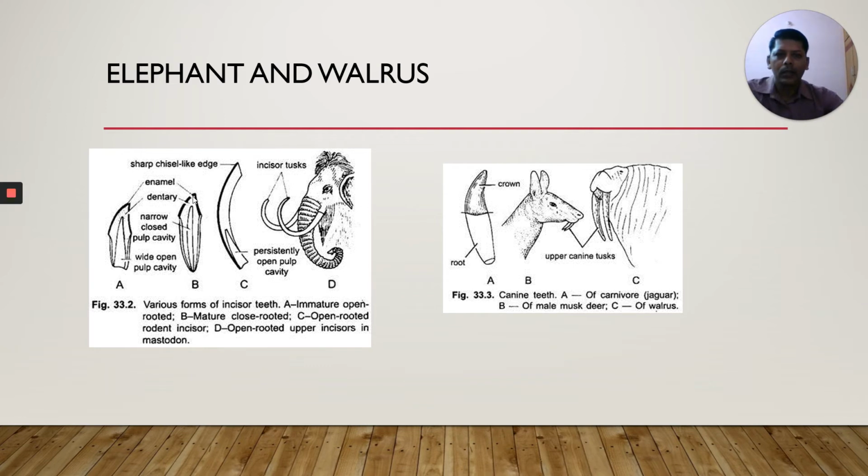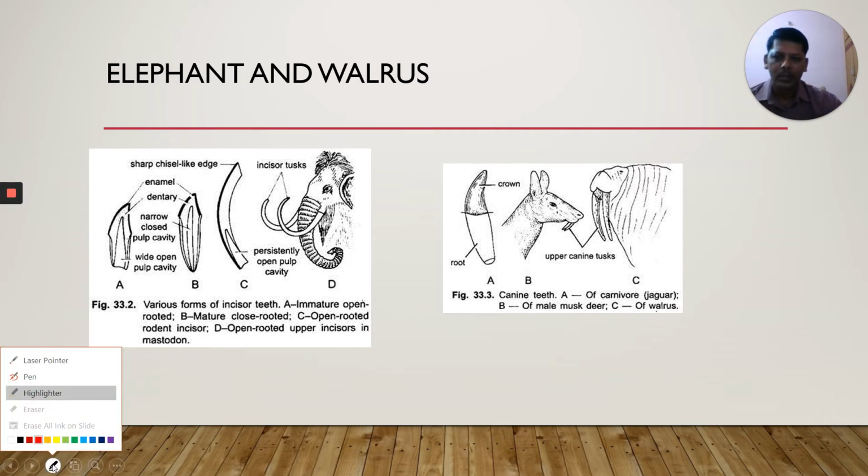Some interesting aspects we can observe here. The upper incisors of the elephant are modified into tusks. Elephants have tusks, and these tusks are modified incisors, upper incisors.